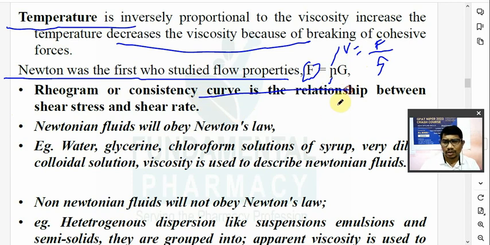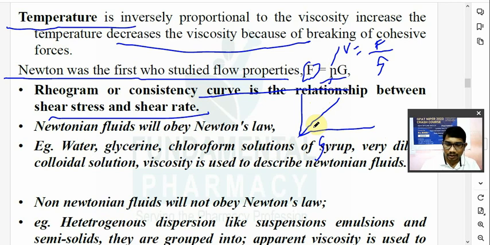will give you the relationship between shear stress and shearing rate. If you plot shearing stress on the x-axis and rate of shearing on the y-axis, you will get a curve for a particular type of material. For some materials you will get a straight curve. That is for Newtonian liquids because they obey Newton's law. Shearing stress is proportional to the rate of shearing as per this equation, and they are known as Newtonian liquids. If you apply the stress, the rate of shearing will increase proportionally and the fluid will begin to flow.